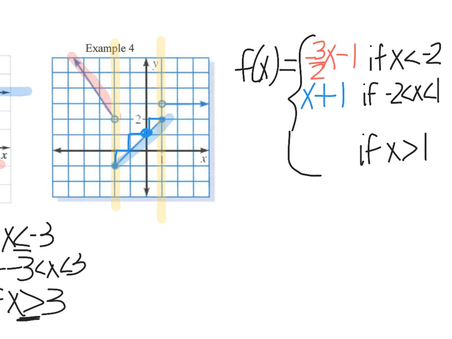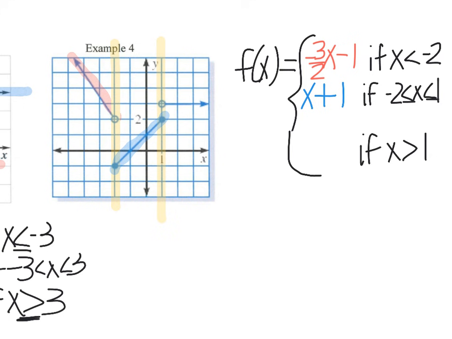Now, I want to be able to see this clearer, so I'm going to erase this, and we can see that this blue line I'm highlighting has closed dots at both ends. So therefore, we're including -2 and +1. So we want to change this to less than or equal to, less than or equal to, because we're including -2 and 1 in this domain.